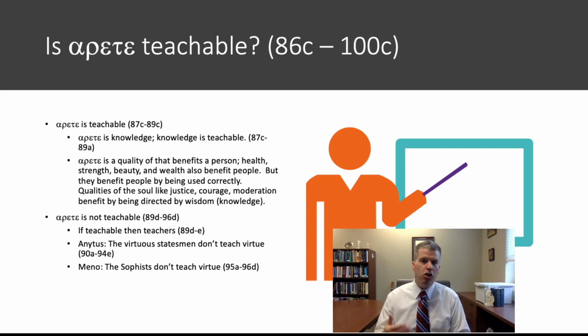And the equation for great success is great, superb luck and a little more effort. So it's interesting here that the idea that excellence in a way is subject to luck isn't in the ballpark for these ancient discussions. So Anytus says, virtuous statesmen don't teach virtue, and then Meno adds, well, the sophists don't teach virtue, and so you get this skeptical conclusion that arete isn't teachable.